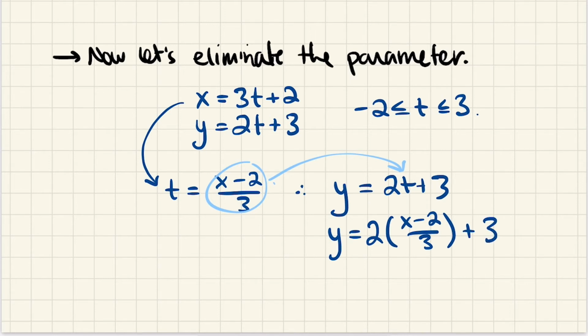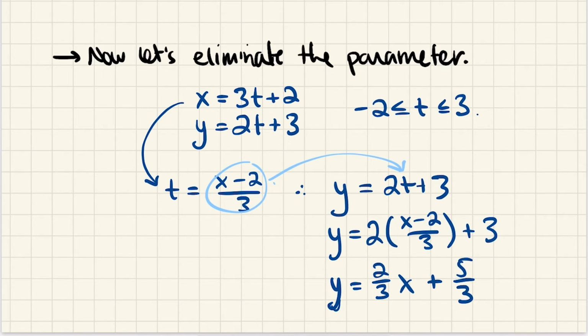And indeed, you may recognize that this is the form of a straight line, right? This is just y equals mx plus b. In fact, if we clean it up, we're going to get y equals 2/3 x and then minus 4/3 plus 3. That would be 5/3 here.